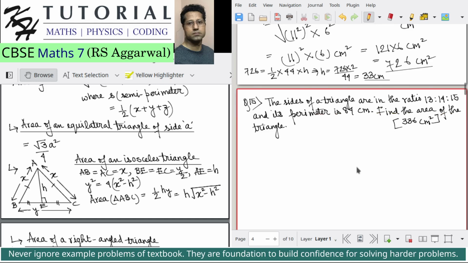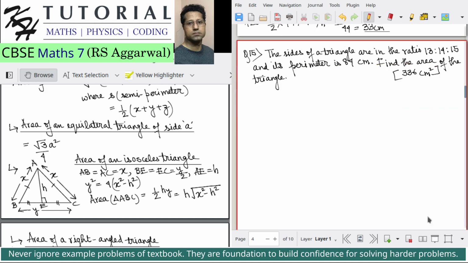Okay, let's do the next problem. Question number 15. The sides of a triangle are in the ratio 13 is to 14 is to 15 and its perimeter is 84 centimeter. Find the area of the triangle. Now we know the ratio of the length of the sides of a triangle is given and the perimeter is also given. So using the concept of ratio and proportion, we can easily find the sides of the triangle, and then we can use Heron's formula to find the area.